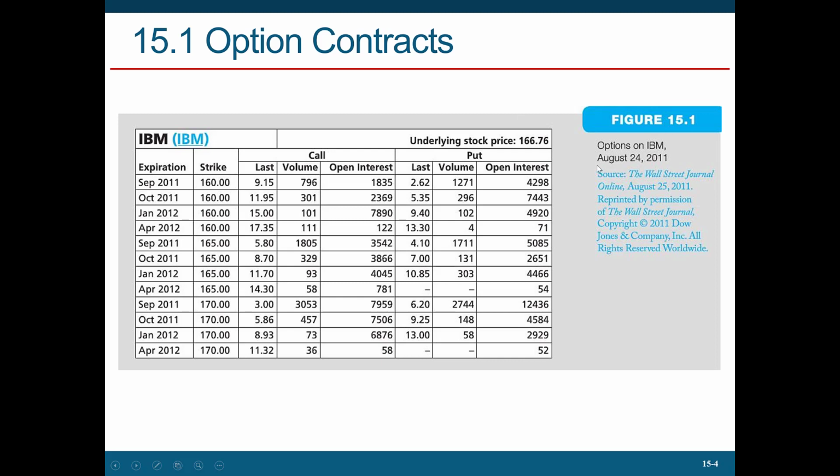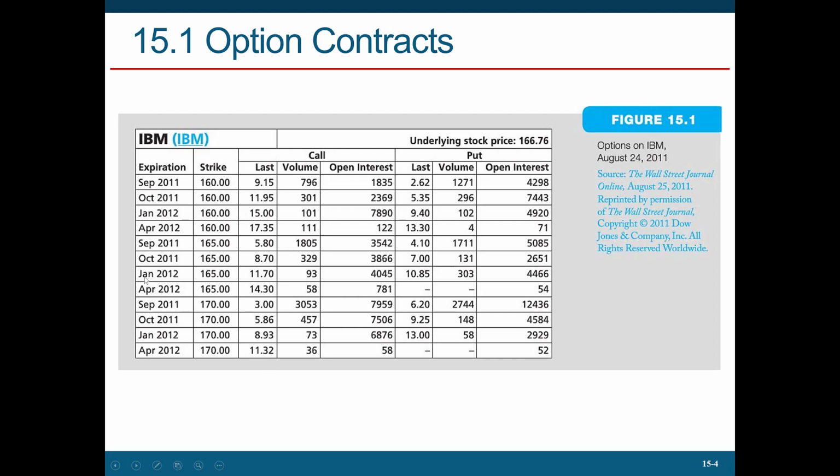So this quote for IBM options, right? These are IBM options. This is the quote from Wall Street Journal. This quote is from August 24th, 2011, right? So August 24th, 2011 is when you're seeing this quote, and all the expiration dates are therefore in the future, right? So that's September, October, January 2012, and so on. So if you look at the option quote today for any stock, you will have expiration dates at some point in future, right? So for example, you might have expiration in June or August or September, things like that.